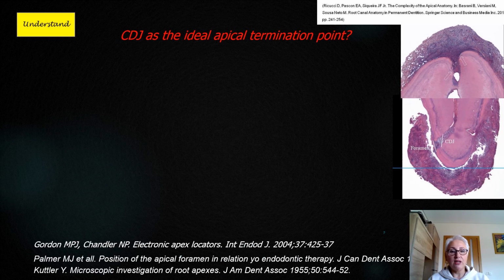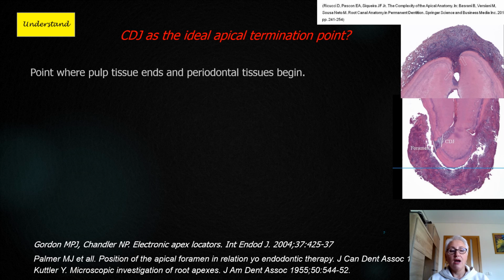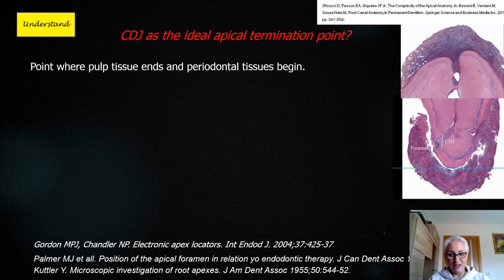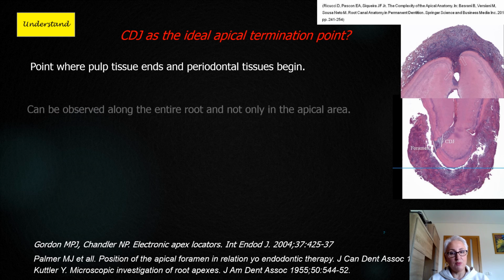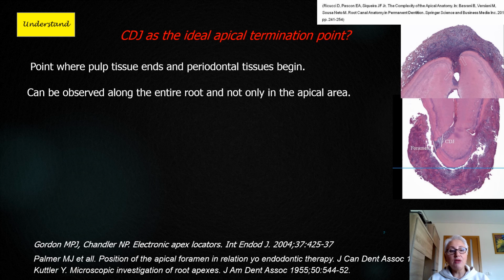First of all, the cementodentin junction. Could we use this position as the ideal apical termination point? Of course, it could be the ideal point, because this is the point where the pulp tissue ends and the periodontal tissues begin. It can be observed along the entire root and not only in the apical area.